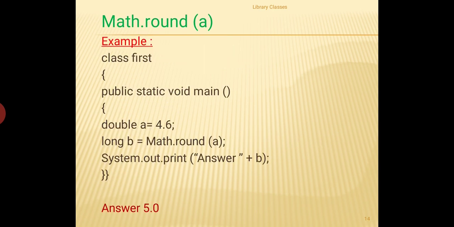Here I have also shown you the math.round function with the help of a program, where I have stored the number 4.6 in double, and as I just told you in the previous example, if the value is double, long will be the return type. Long will be the return type. Okay. Continuing that, we have come to the end of this file.